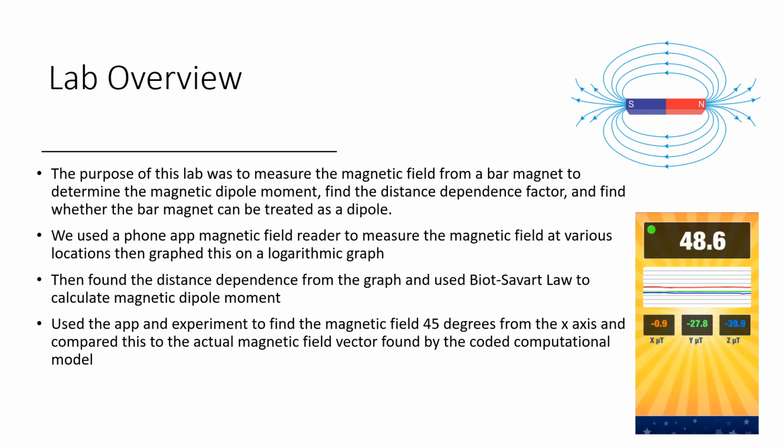We used the app and experiment to find the magnetic field at 45 degrees from the axis, and then compare this to the actual magnetic field vector found by our coded computational model after we gave it the value of mu we calculated from the previous parts of the experiment.